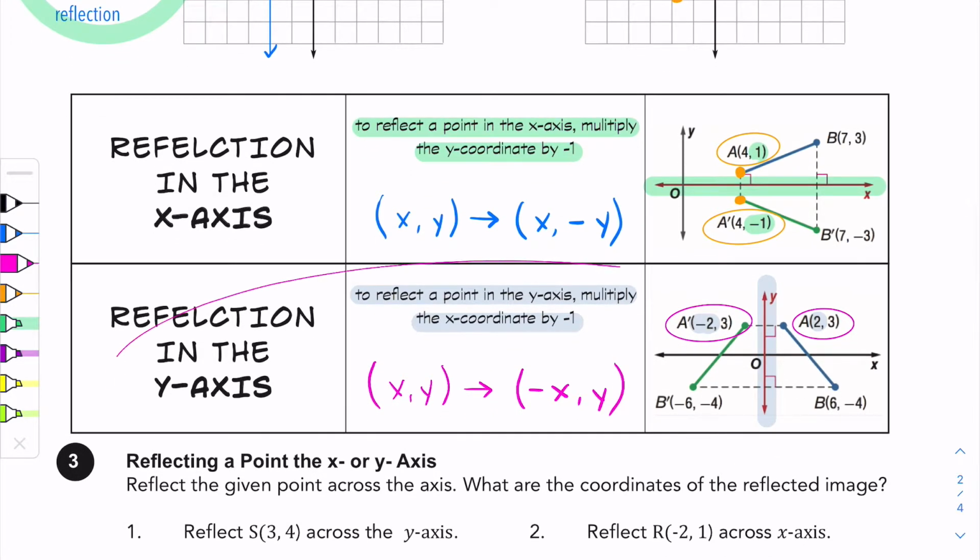A helpful trick for remembering these is to think of the opposite. If you're reflecting across the x-axis, you make the y-coordinate negative, so they're the opposite coordinate. If you're reflecting across the y-axis, you make your x-coordinate negative. These rules are so important to know. Just like in yesterday's assignment, you will be asked to write a rule for the reflection, and you're expected to know to write it in this format.